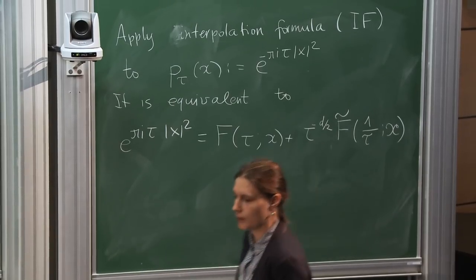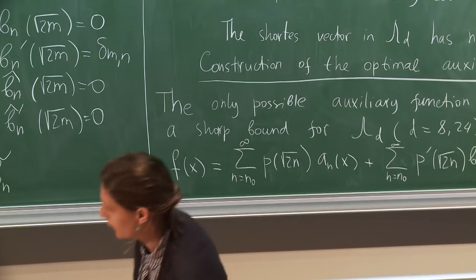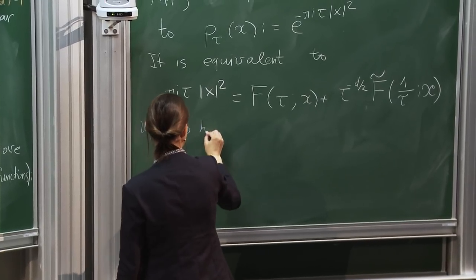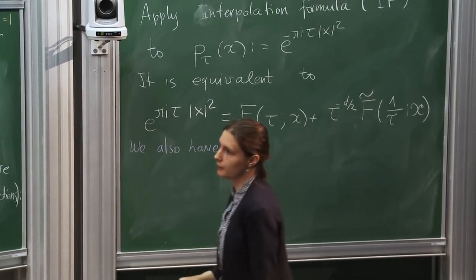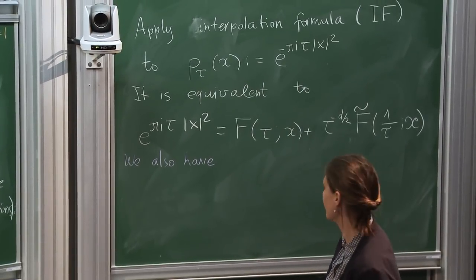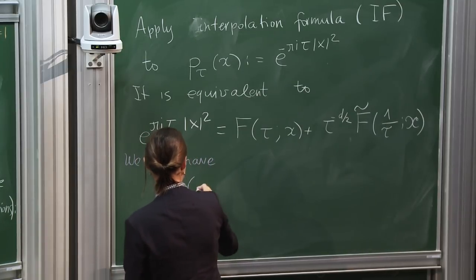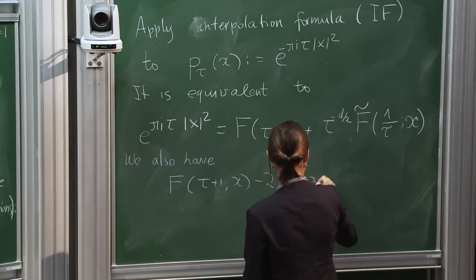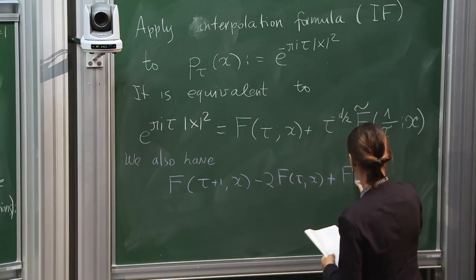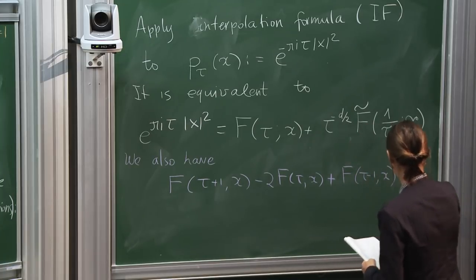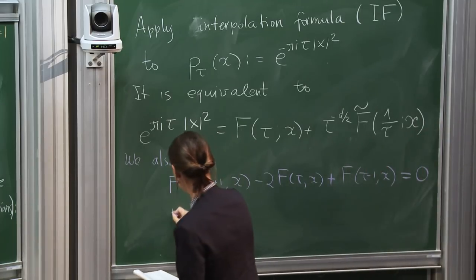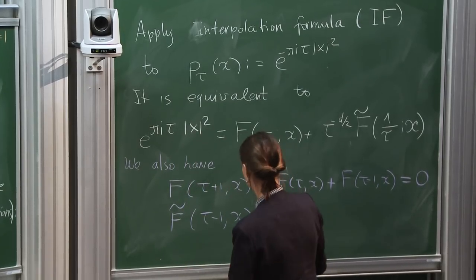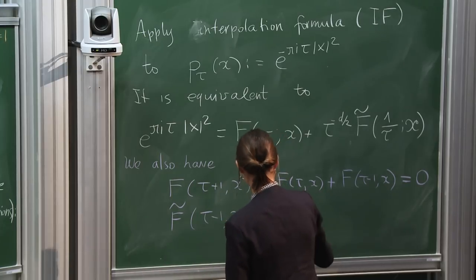And secretly we also have two other functional equations for these two functions. We also know that both functions are, so to say, linearly periodic. If we take F of tau plus 1, x minus 2 F of tau, x, and so on, that is, the second difference with respect to tau, this will vanish. And the same will happen for the capital F tilde.